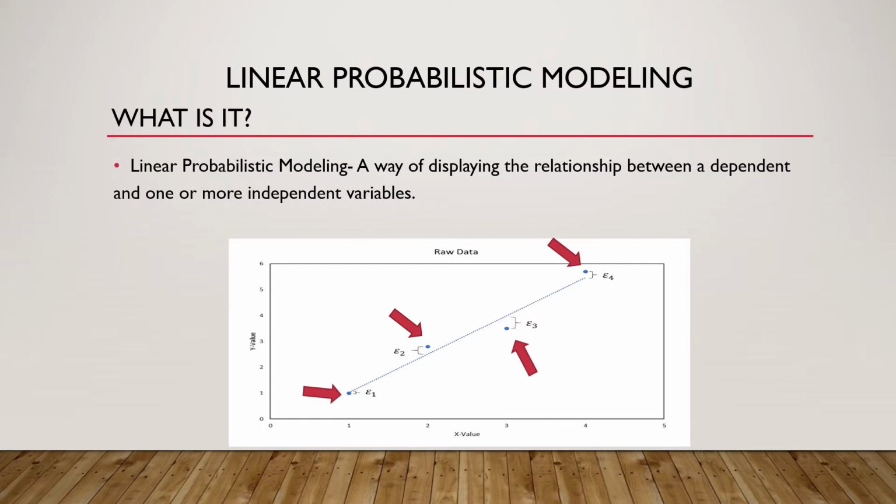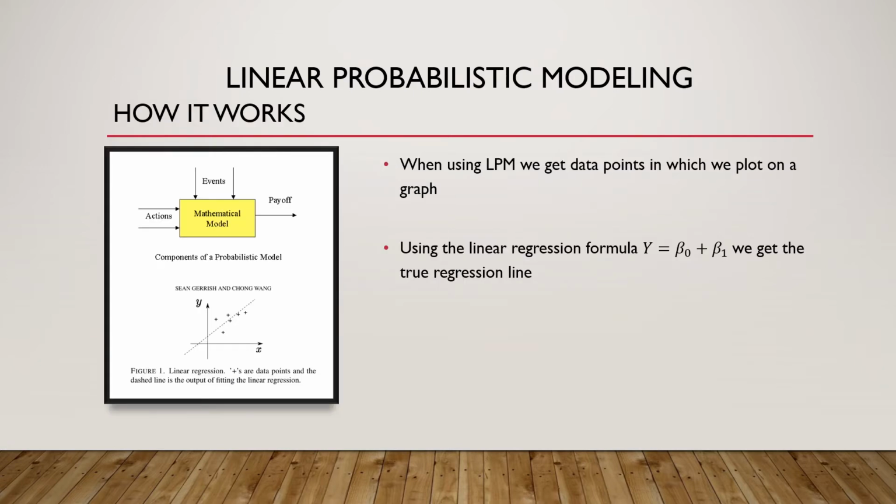Now, how does this work? Well, let's talk about it. When we are using LPM, we use a formula called the linear regression formula, which is y equals beta naught plus beta 1. Using this equation, we can plot the line of regression, which gives us the values we should get if we had no error. We can then reference our data to the regression line to see our levels of error and predict future outcomes.